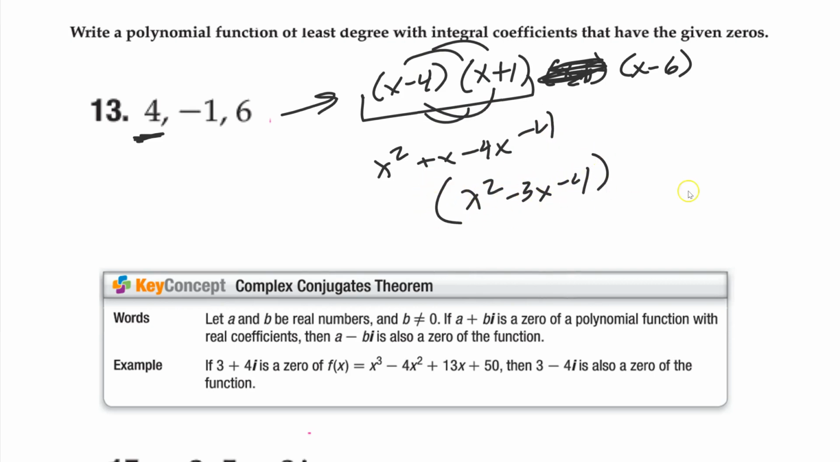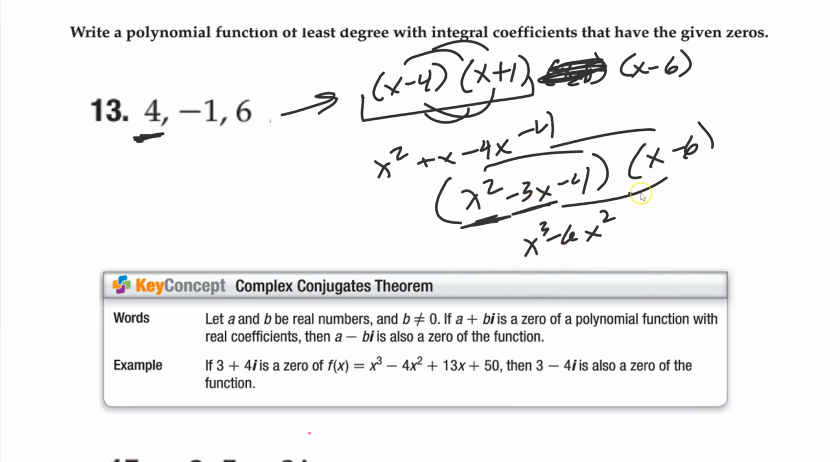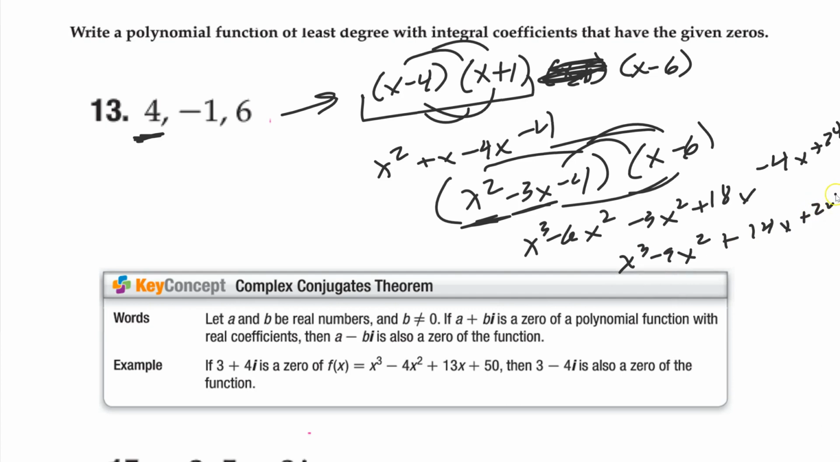Add like terms. And once you multiply that, then we can multiply by x minus 6. Again, just take it one step at a time. Multiply x squared by both of them: x cubed minus 6x squared. Multiply negative 3x by both of them: minus 3x squared plus 18x. And multiply negative 4 by everything: negative 4x plus 24. Add up like terms, you get x cubed minus 9x squared plus 14x plus 24. So that's it written backwards. If you want to go backwards, just put them in their factor forms and then multiply it out, or do it pairwise.